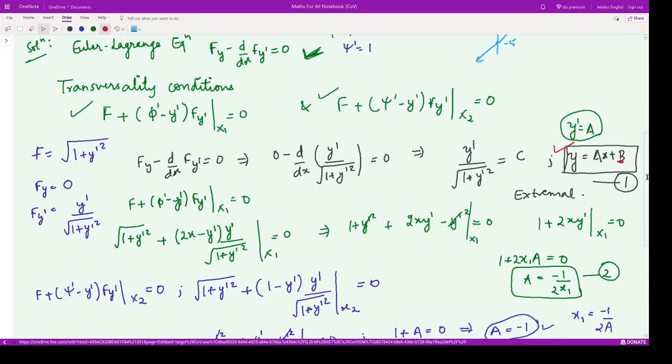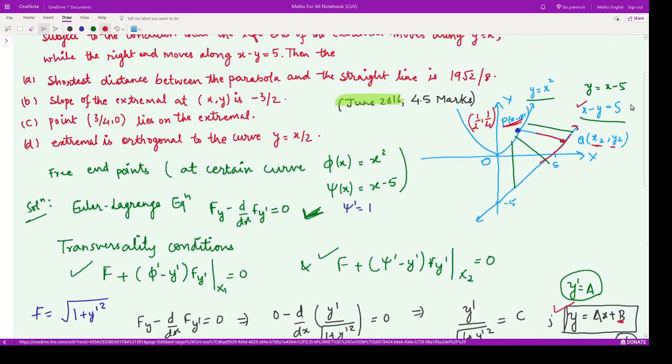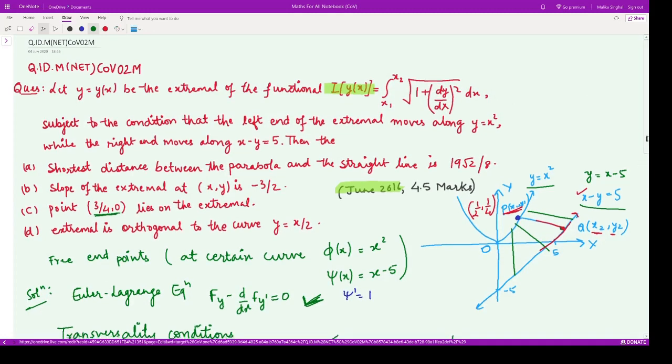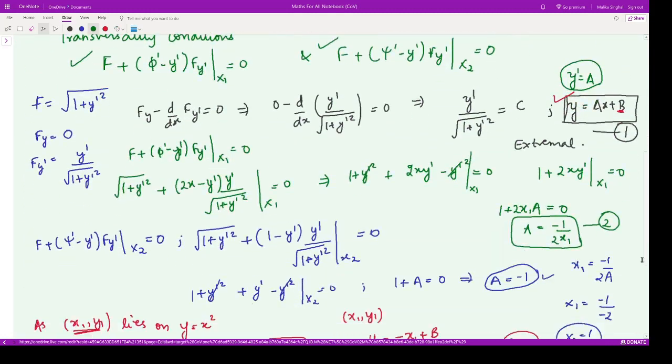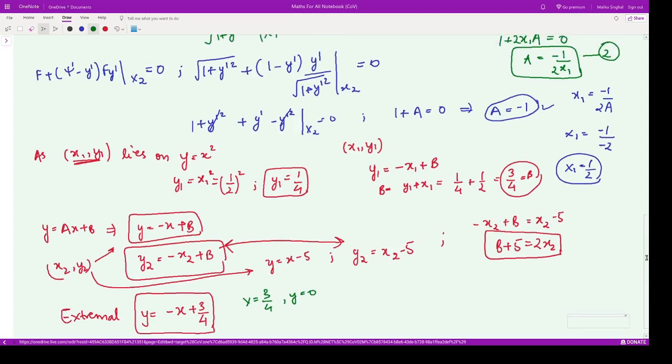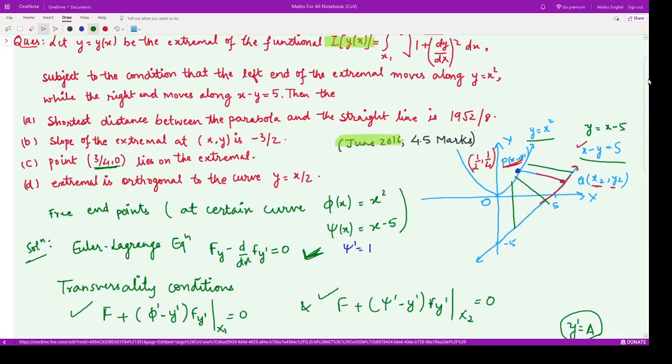So let us see our options. They are saying the point (3/4, 0) lies on the extremal. Let us check this point. Obviously, if you substitute x = 3/4, you will get y = 0. Therefore, this option C is correct. Yes, so this is the correct option.